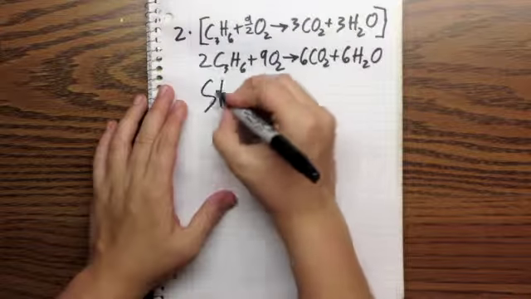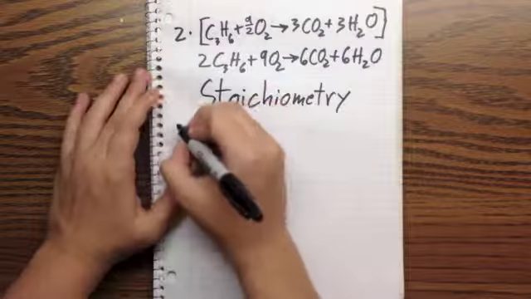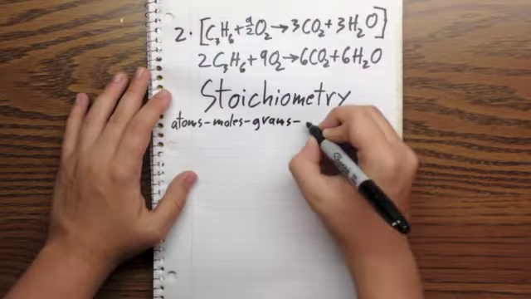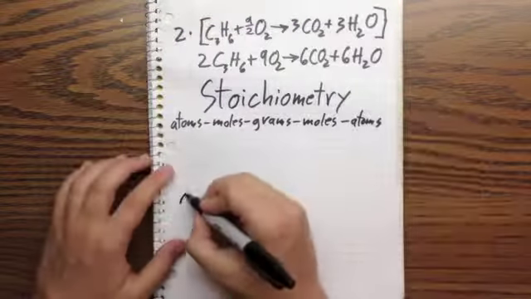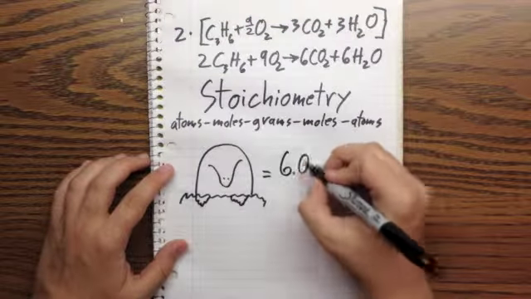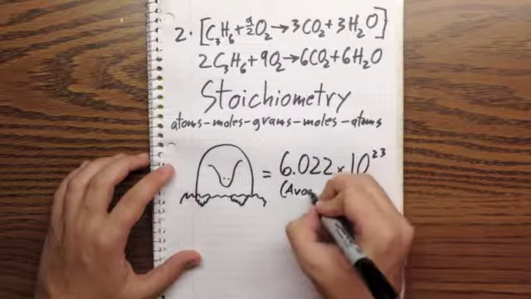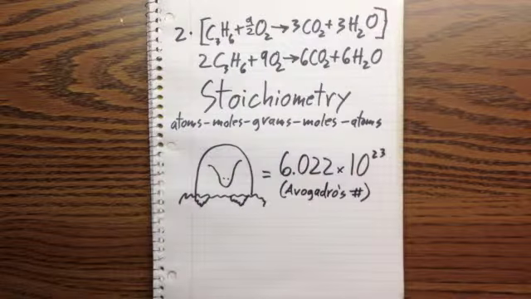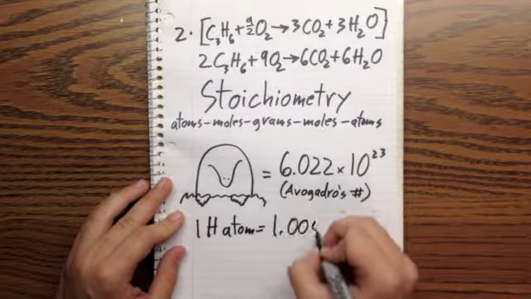Now comes the real fun, stoichiometry, the method through which we can convert atoms to moles to grams and back again. Side note, a mole is equal to 6.022 times 10 to the 23rd of something, in this case, atoms. And conveniently, 1 mole of an element weighs as many grams as a single atom of that element weighs in AMU.